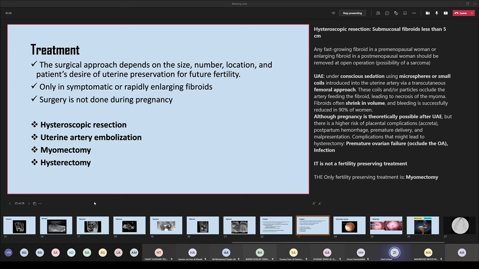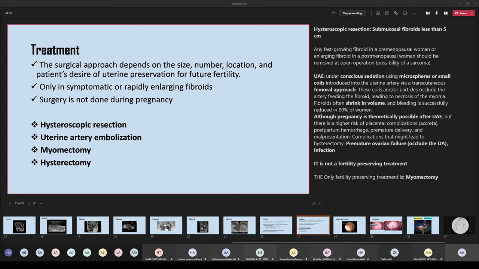Again, lastly, we have the hysterectomy, when we remove the entire uterus. Hysterectomy provides a definitive therapy for uterine fibroids. But again, a lot of women tend to want to preserve the uterus for future pregnancies. With the hysterectomy, we usually remove the tubes, because most of the epithelial ovarian tumors arise from the tubes.